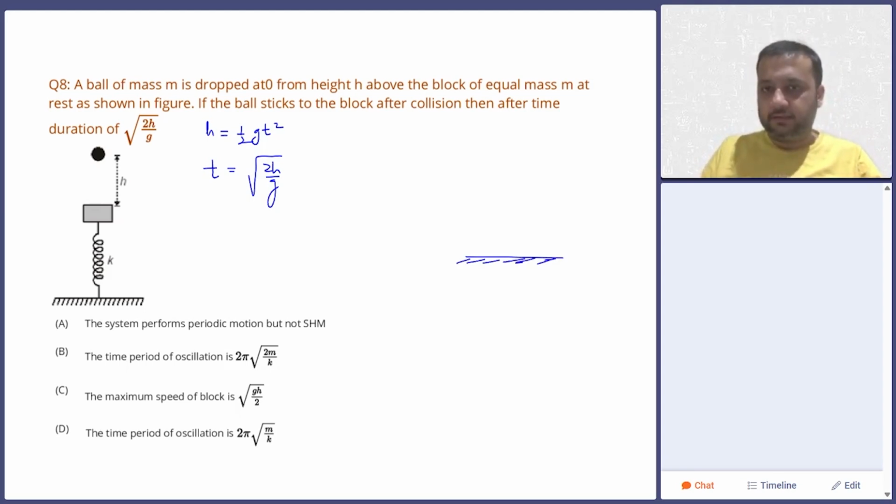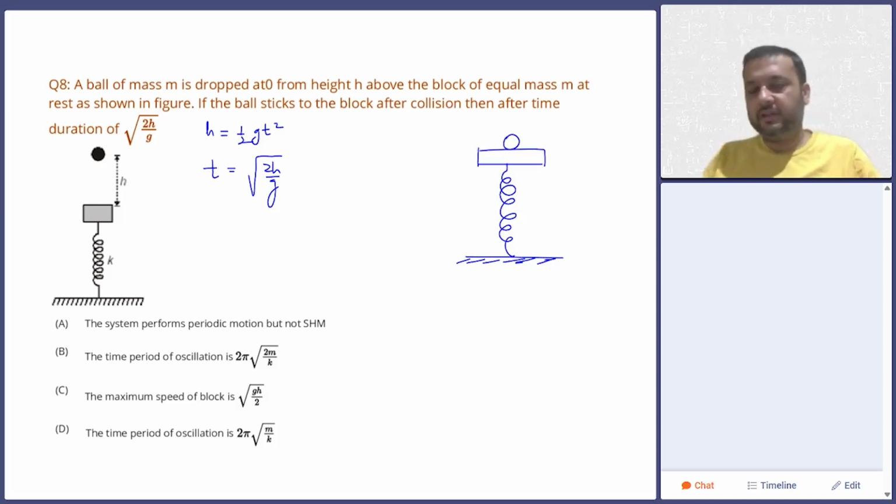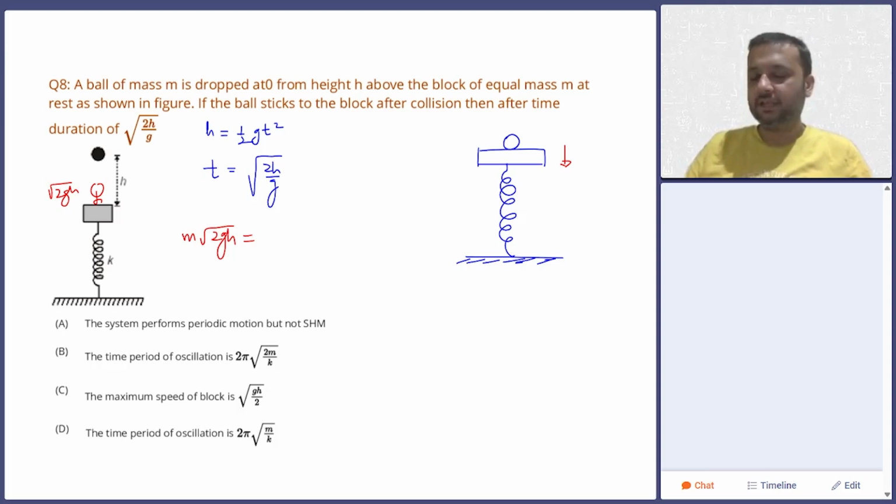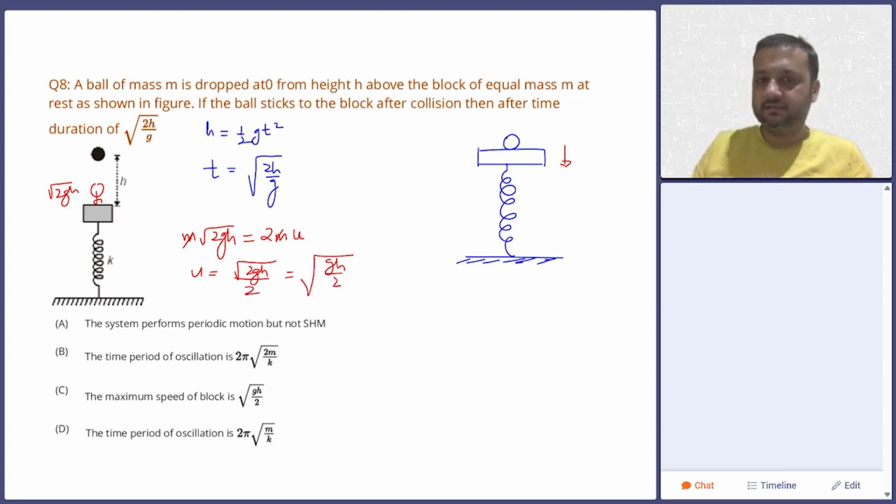So after the ball hits the block, we have this kind of situation. Basically this will be the spring, and this will be the block immediately after hitting. Now the ball will have some momentum, so we can conserve the momentum and find the initial velocity of the system. The ball will hit the block with a velocity of root 2gh. So m into root 2gh is equal to 2m into, let's say, u. This will be the velocity with which the combined system will start moving, and that is root 2gh by 2, which is root of gh by 2.